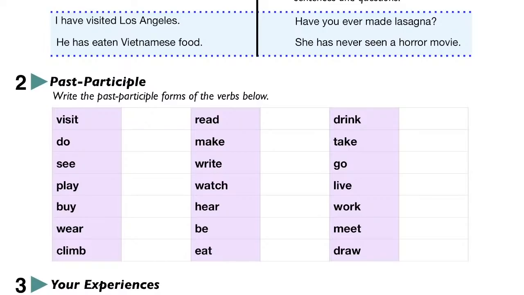Read is read. The pronunciation's different, but the spelling is the same. So we say just read. The spelling is the same, but the pronunciation is different. Make, made, yes, good, Jaco. The past participle of make is made. That's right, Ava. So read, read, different pronunciation. Make, made. Yes, Fabrizio. Write, written. That's correct. Written.